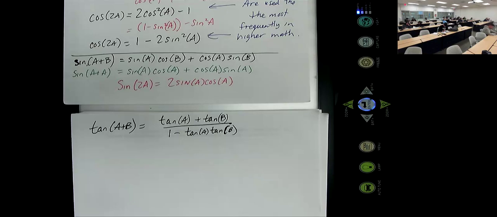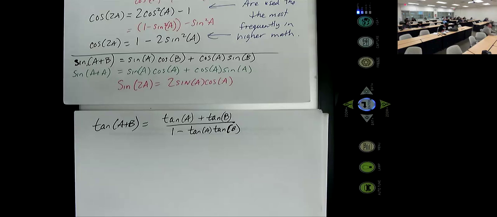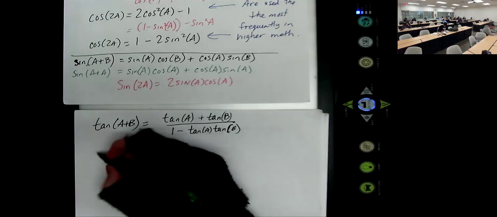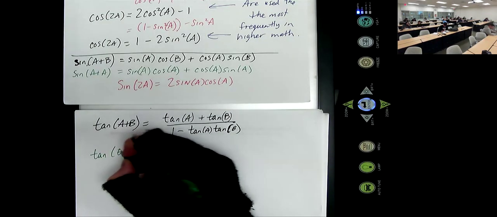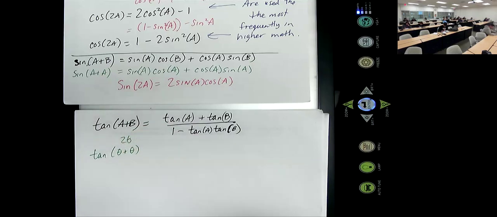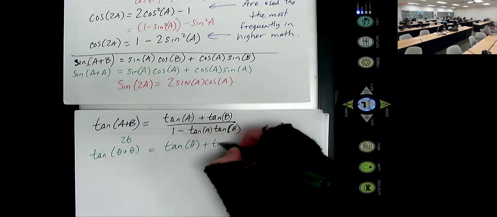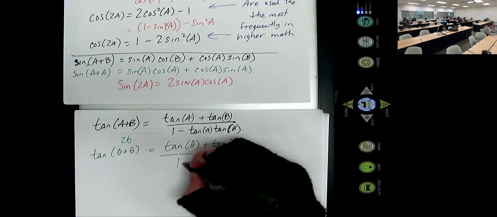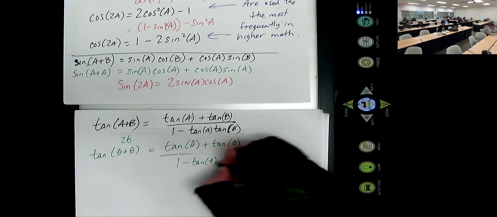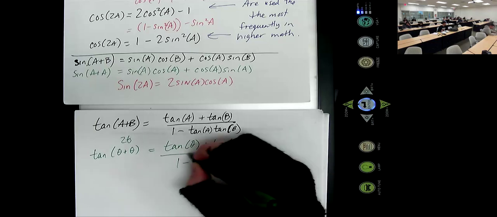That's pretty good. I struggle, I remember it now because I've been teaching for 9 years. But that one's a hard one to remember, I don't know why. Cosine and sine were easy to remember. The fraction thing. So I'm gonna switch to theta here. If I want tangent of theta plus theta, or two theta, a double angle, I'm gonna have tangent theta plus tangent theta over 1 minus tangent theta times tangent theta. Green pen is dying.